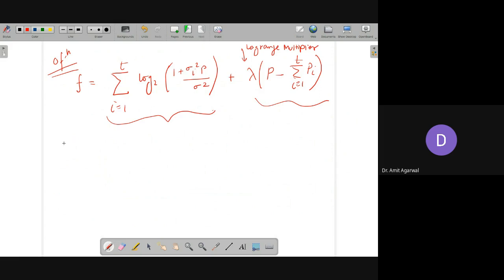In order to maximize this, we first differentiate it with respect to each Pi, because we want to find the value of each Pi which maximizes this objective function. So first we made a Lagrange objective function, and then we differentiate it with respect to each Pi. Just tell me what should be the value of this function if you differentiate it with Pi.